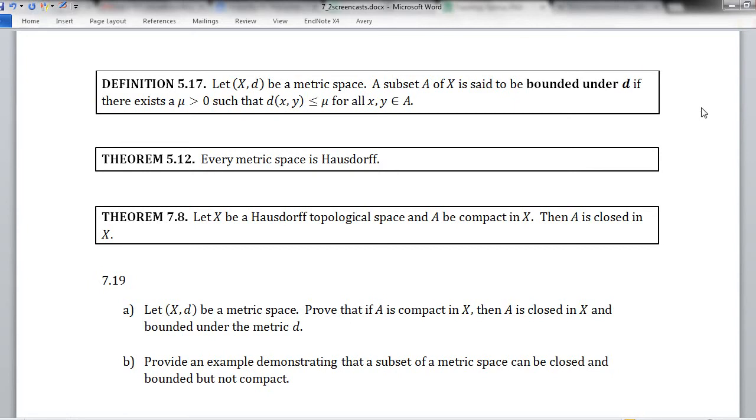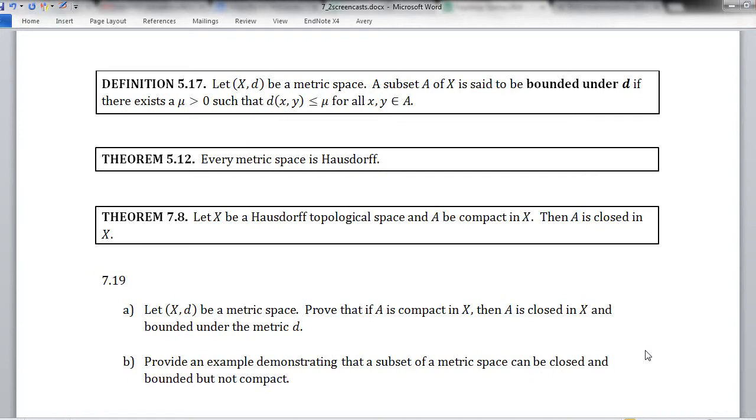So we already know that a subset of Rn is compact if and only if it's closed and bounded. And we also know that metric spaces are sort of a generalization of Rn. And so we might wonder whether that theorem is still true for a general metric space. And we're going to show here in exercise 7.19 that only half of the theorem is true, only one direction. Okay? If we have a compact subset of a metric space, then that subset is closed and bounded.